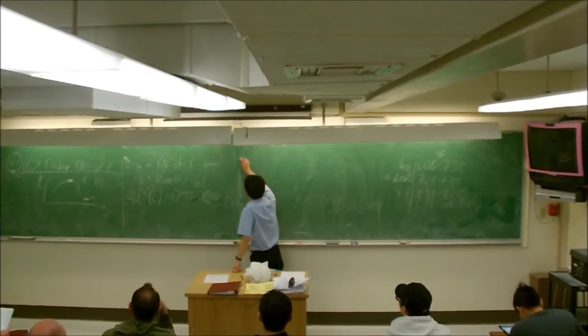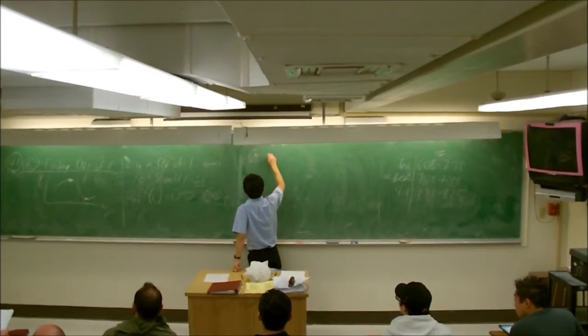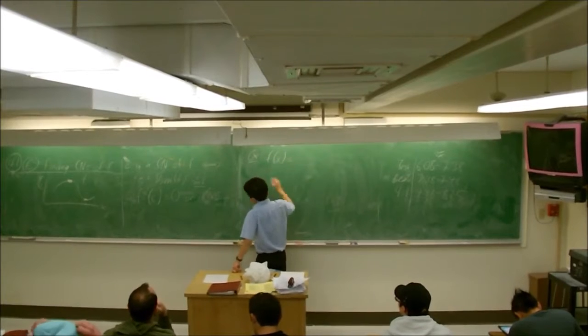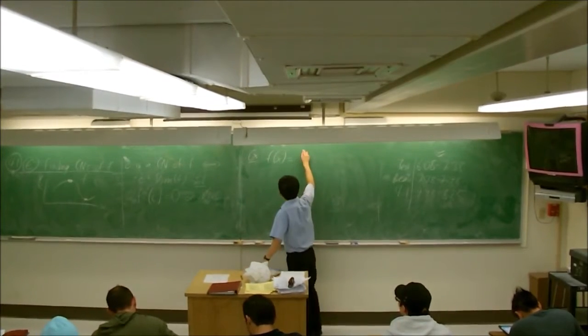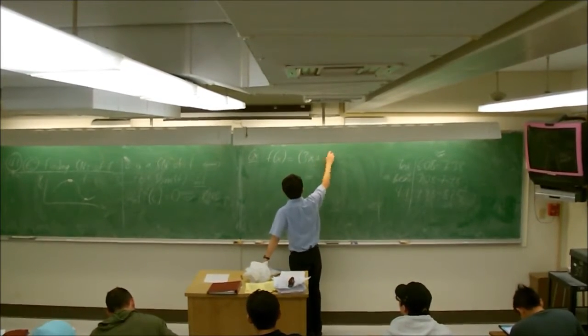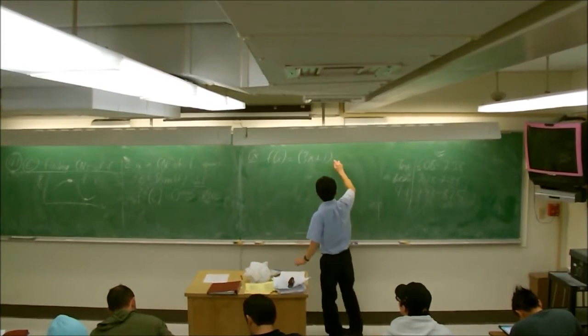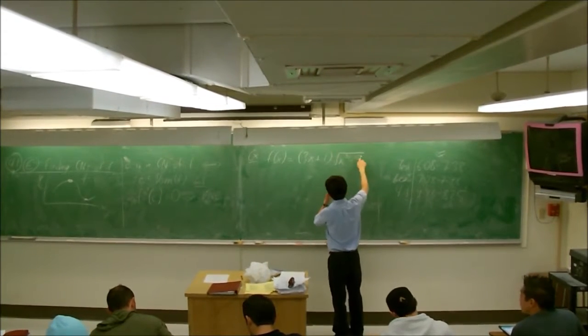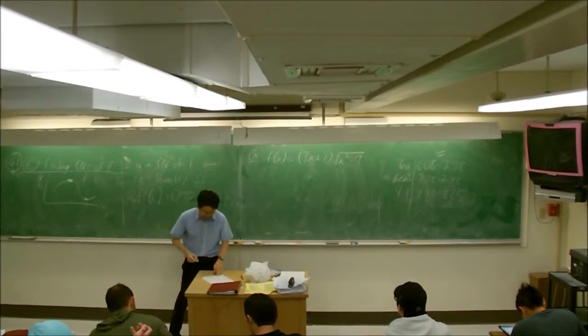All right. Let's do some very fun examples here. Example: f of x equals (10 - 3x + 1) times the square root of x squared minus 9.